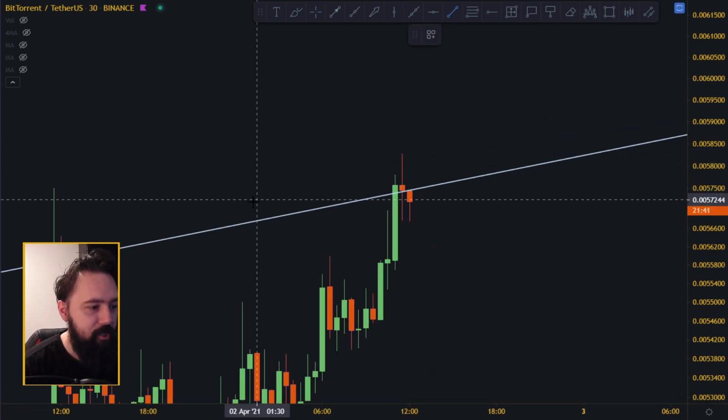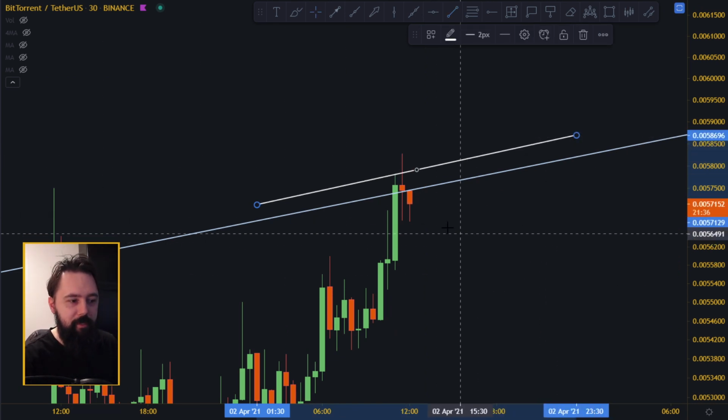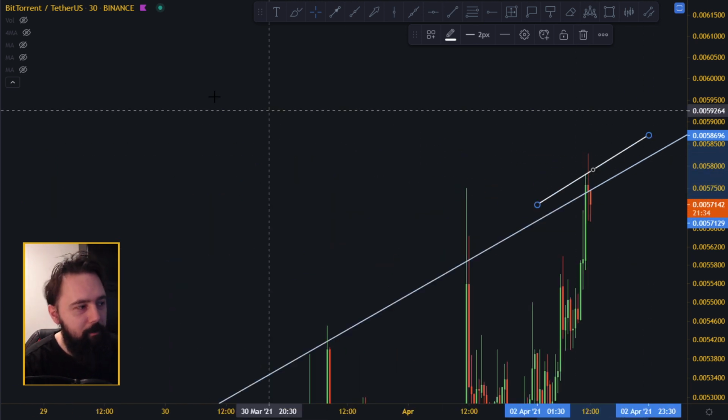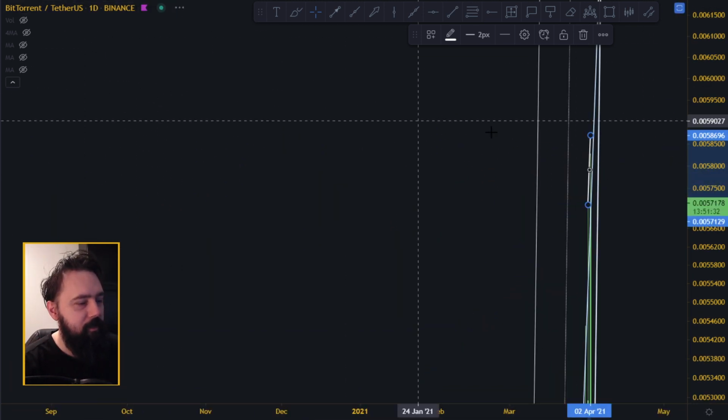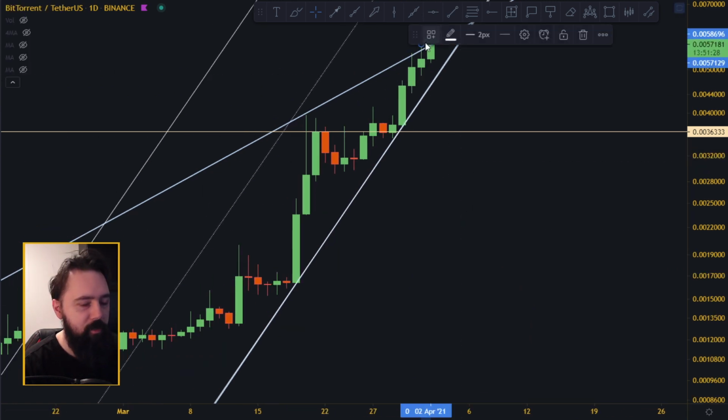Maybe the trend line is actually all the way up here, somewhere like this. Maybe, you know, you never know. Maybe this is the finish. Maybe this is the top. But then this is the 30-minute chart. We are looking at the daily chart, and the daily chart is not even close to being finished.